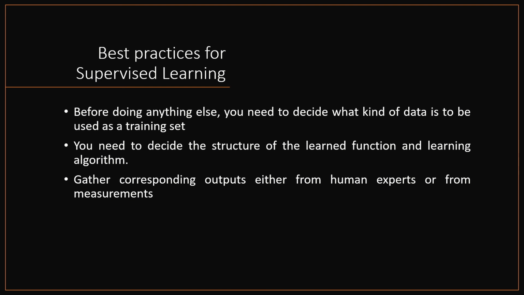Finally, gather corresponding outputs either from human experts or from measurements. So for the historical data, we are very clear that you need the labeled data also. If you don't have the labeled data from the system, then you need to get a human expert who can look at the data and classify each of them with a yes or no label. Whether the output is going to be labeled for all these data points depends on the expertise. The right output from the expert would help you to create a better model for the new input.